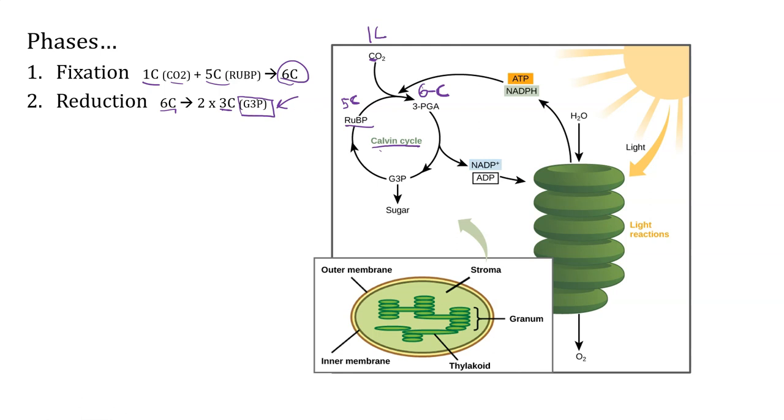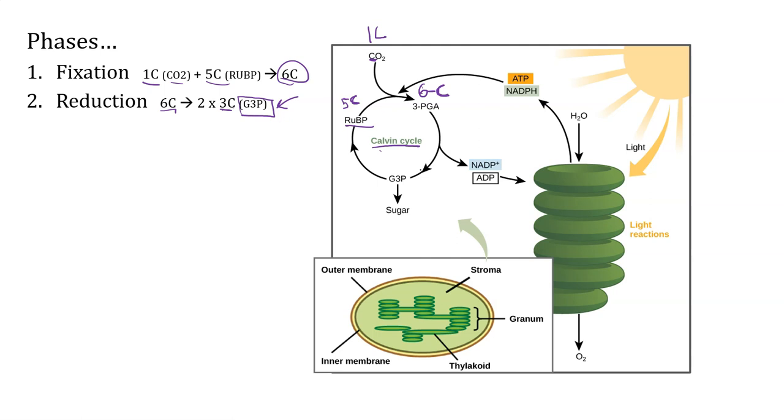So two of these linked together will form glucose, but there's a little bit of an interesting perplexity here, because you might be wondering, why do we make a six carbon molecule just to break it in half? That seems counterproductive. Why didn't you just keep it in half in the first place?